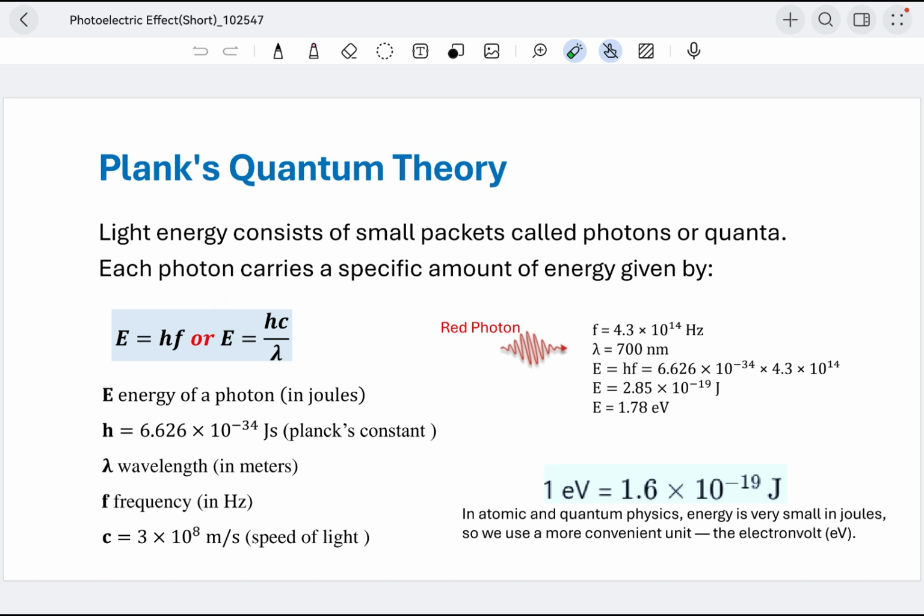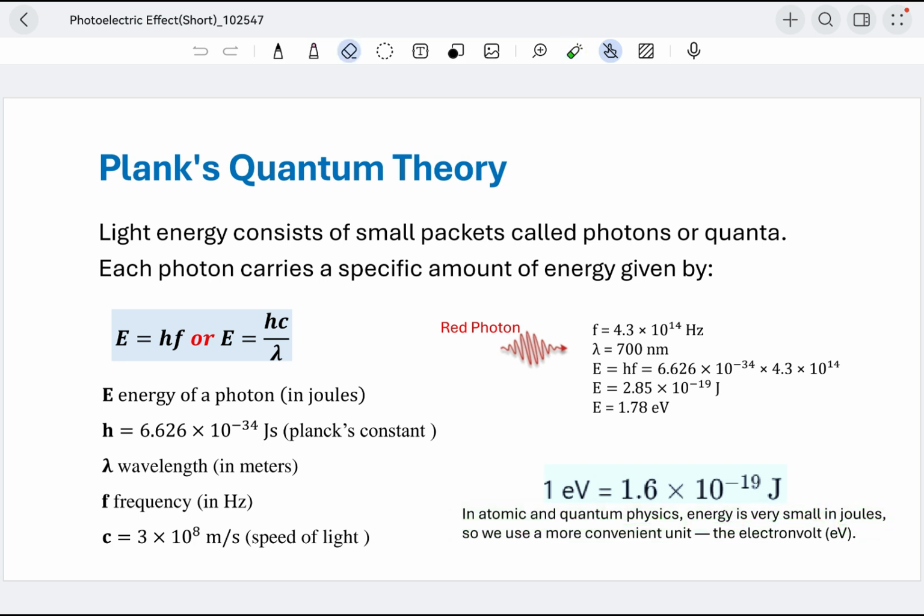Now let's come back to the red photon. The frequency is 4.3 times 10 to the power of 14 hertz. The wavelength is around 700 nanometers. Let's calculate its energy, either hf or hc by lambda. So the E equals hf formula is used. The energy is 2.85 times 10 to the power of minus 19 joule. So remember, 10 to the power of minus 19 joule means the energy is very small in joules. Yes, obviously in atomic and quantum physics the energy values we get in joules will be very small.